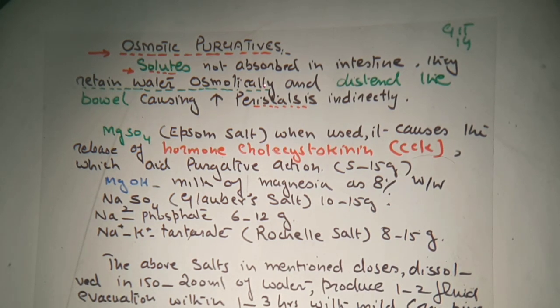Solutes not absorbed in the intestine retain water osmotically and distend the bowel, causing increased peristalsis. Again, the same mechanism, that they increase the peristaltic movement indirectly. Why indirectly? Because there are certain solutes which are not absorbed in the intestine. They retain water osmotically. What is osmosis? Osmosis is the movement of the solvent from one part to the other through a semipermeable membrane until the concentration becomes equal.